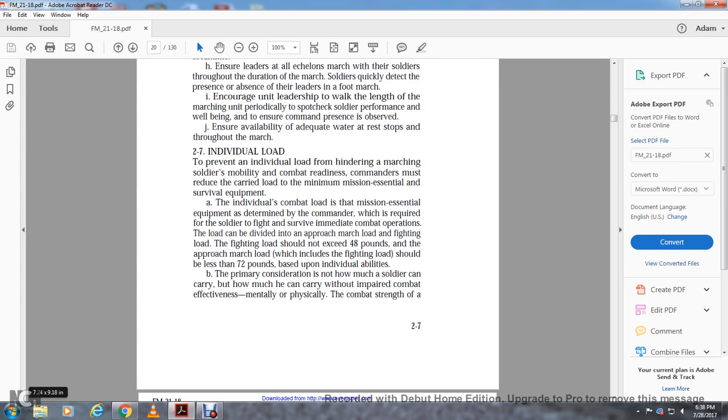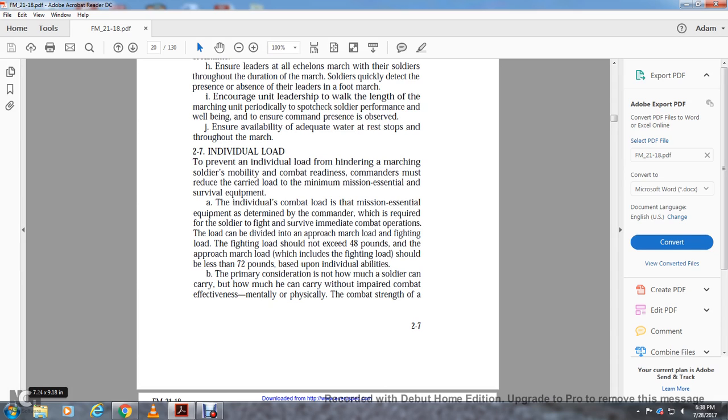2-7 Individual loads. To prevent individual loads from hindering the march, soldier mobility, and combat readiness, commanders must reduce the carried load to the minimum mission-essential survival equipment. The individual combat load, the mission-essential equipment a soldier requires to fight and survive, is determined by the commander. Combat operational load can be divided into the approach march load and the fighting load.